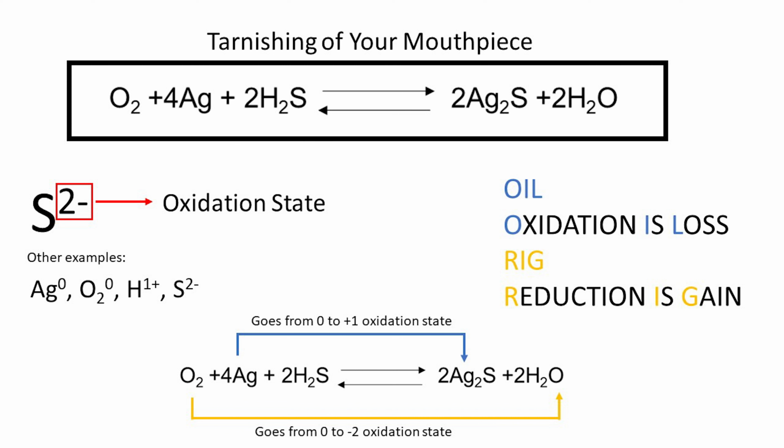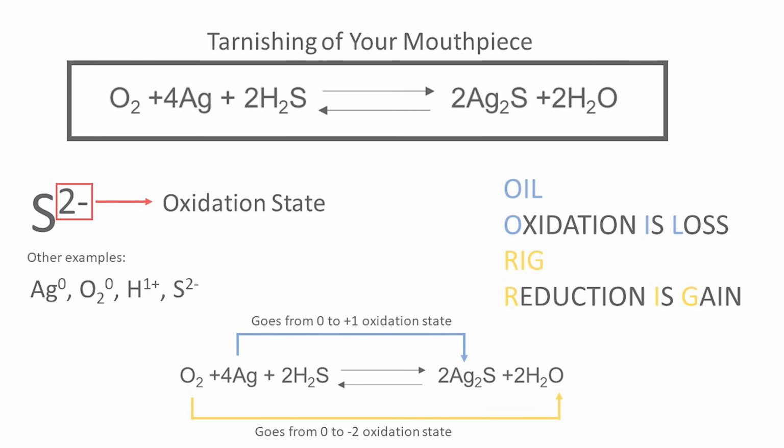Therefore, the silver's oxidation state changed from 0 to +1, so it lost an electron, and we should say it has been oxidized. Oxygen went from a 0 oxidation state to a -2 oxidation state, and therefore it has gained 2 electrons, and we would say it has been reduced. Okay, so my silver mouthpiece was oxidized by the oxygen. Well, that's interesting and all, but how can I fix it?